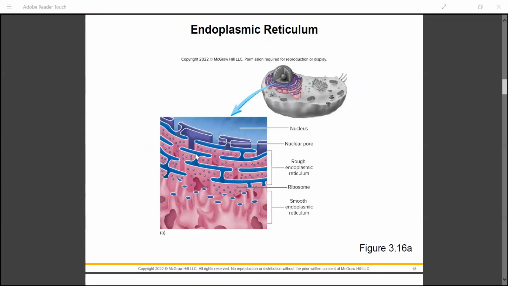So you see our rough ER, all these folds of the membrane that create these tubes, with the ribosomes on the surface. And then the smooth ER, same kind of membranes, but no ribosomes on the surface anywhere.